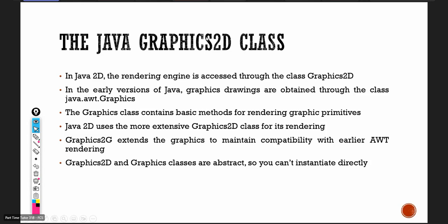Now, the Java Graphics2D class. In Java 2D, the rendering engine is accessible through the class Graphics2D. Previously we used Graphics and the AWT, but here we can cast to Graphics2D. The Graphics class contains basic methods for rendering graphic primitives. In Java 2D, we use the more extensive Graphics2D class for rendering. Graphics2D extends Graphics to maintain compatibility with earlier AWT.